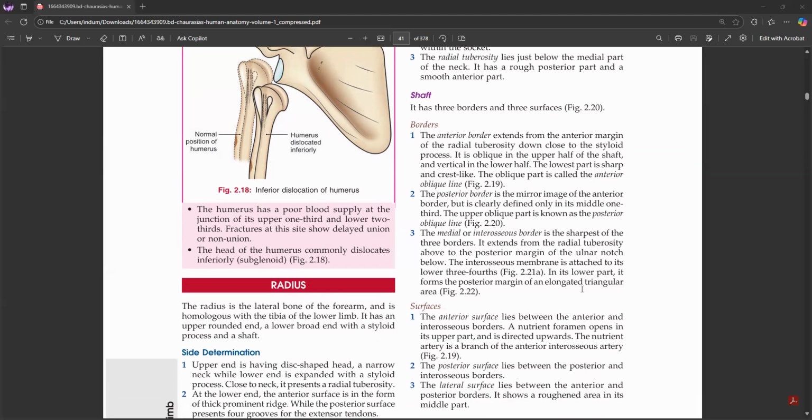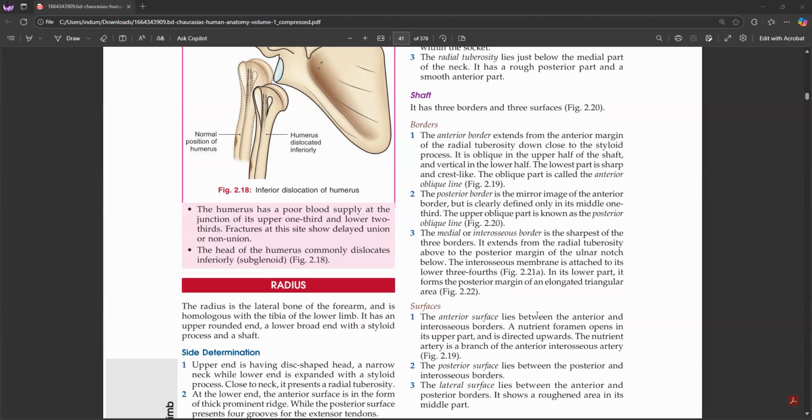Figure 2.20. Borders. Number 1. The anterior border extends from the anterior margin of the radial tuberosity down close to the styloid process. It is oblique in the upper half of the shaft and vertical in the lower half. The lowest part is sharp and crest-like. The oblique part is called the anterior oblique line, figure 2.19.